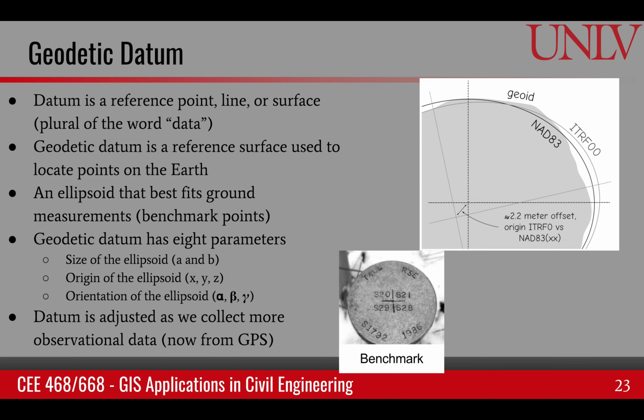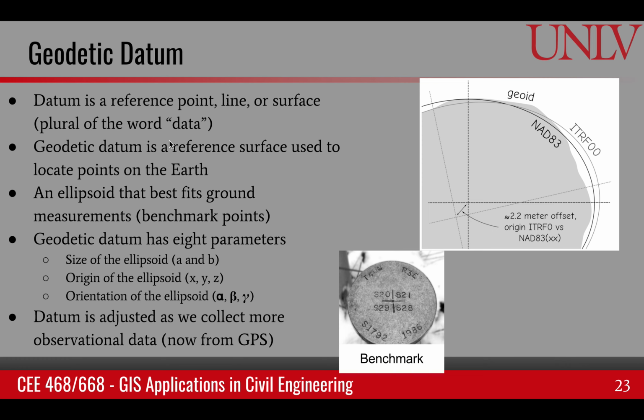So with that shape of the Earth also taken into consideration, the next question arises: how can we use it as our reference? So we use the ellipsoid as the geodetic datum. A datum is a reference point, line, or surface that can be used to measure other points from it, or other lines or other surfaces.